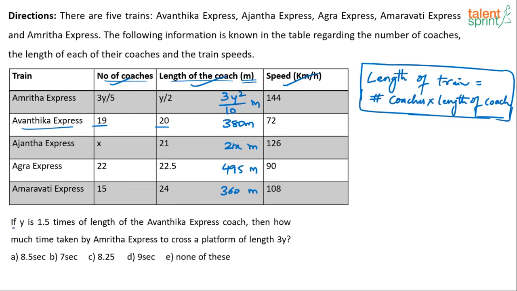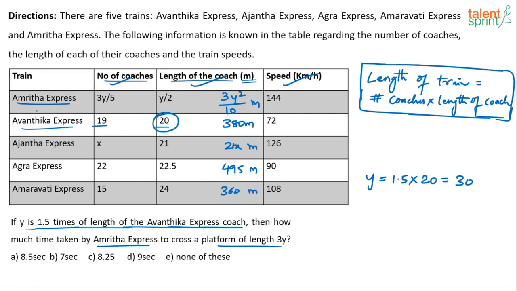Now look at this question here. If y is 1.5 times the length of Avantika Express coach, so y should be equal to what? 1.5 times the length of Avantika Express coach. Length of Avantika Express coach is 20. So y will be equal to 1.5 into 20, which is 30. Then how much time is taken by Amrita Express to cross a platform of length 3y? First of all, what will be the length of Amrita Express?